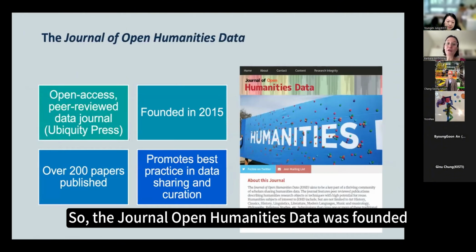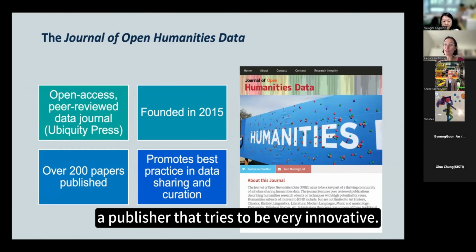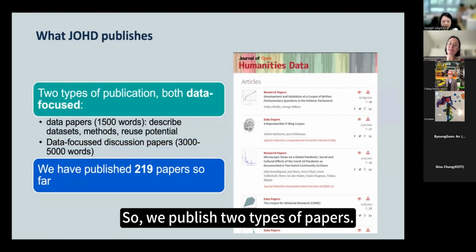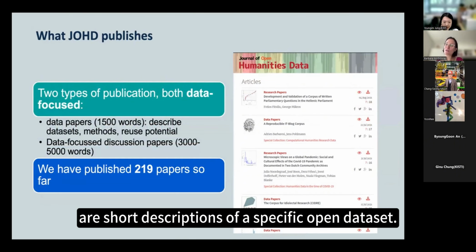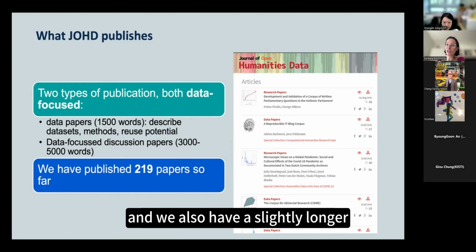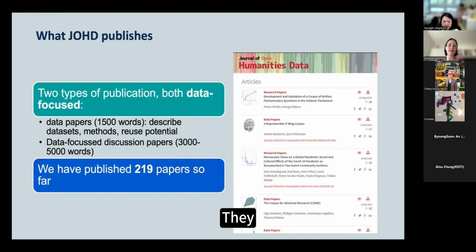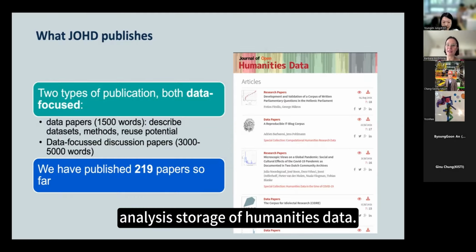The Journal of Open Humanities Data was founded 10 years ago by Ubiquity Press, a publisher that tries to be very innovative. We publish two types of papers. The data papers, strictly speaking, are short descriptions of a specific open data set. And we also have a slightly longer type of paper. We call it discussion papers. They focus on discussing broader issues around accessibility, analysis, storage of humanities data.